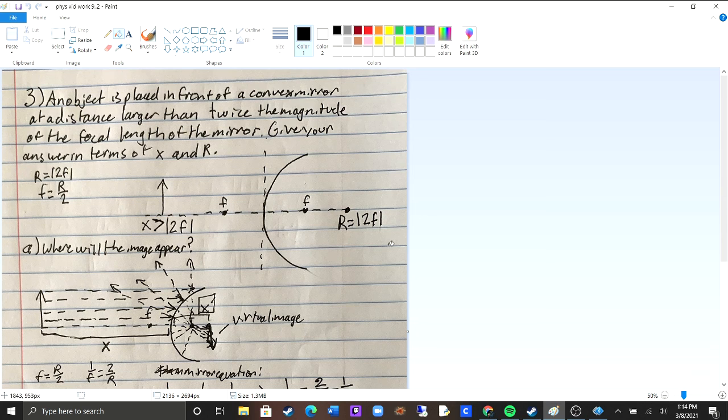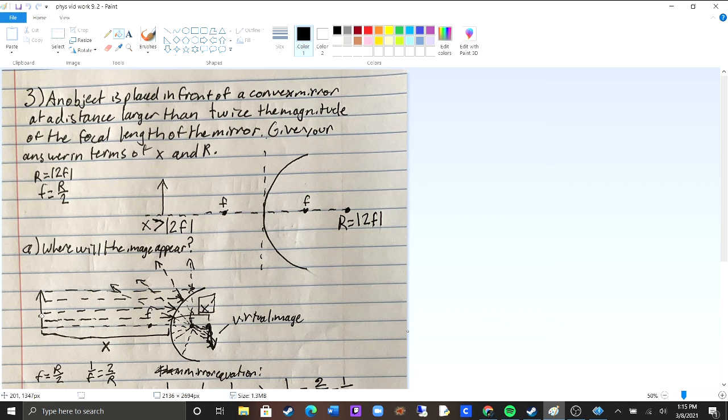So just a couple of things to note. It shows in the diagram in the problem that r equals the exact value of twice the focal length. So that means that the focal length is equivalent to r over 2. And we'll be using that later when we use the mirror equation. So part A asks, where will the image appear?